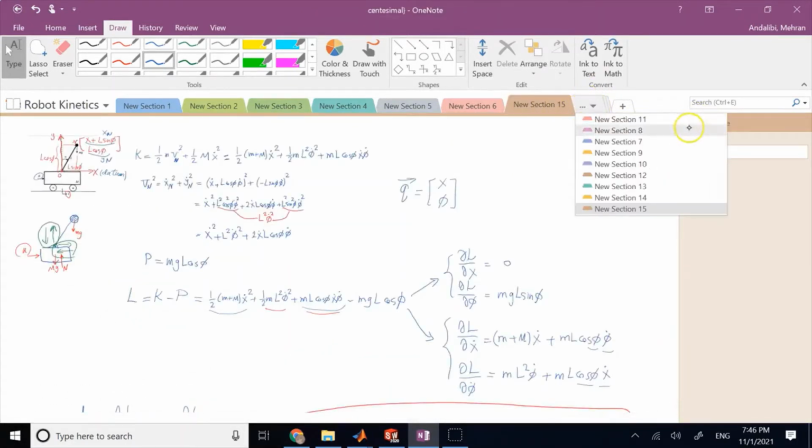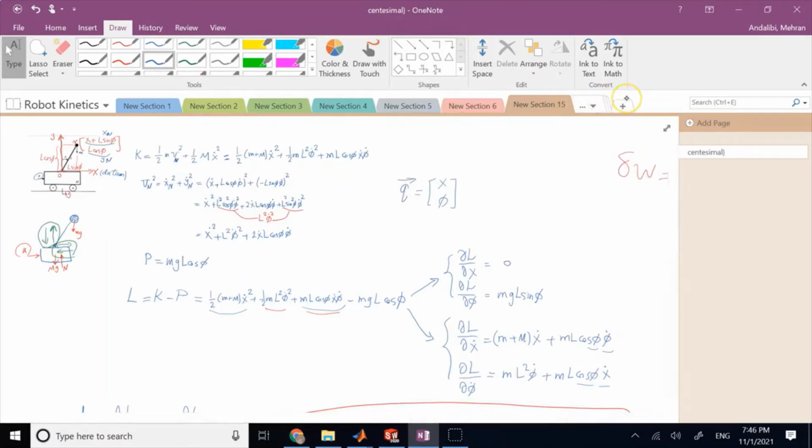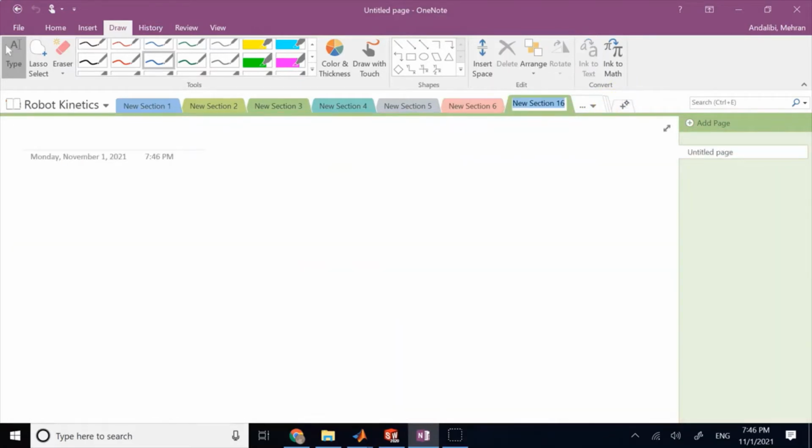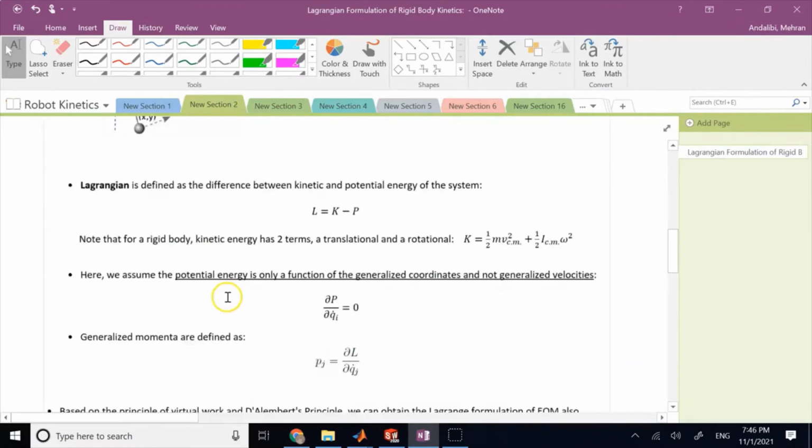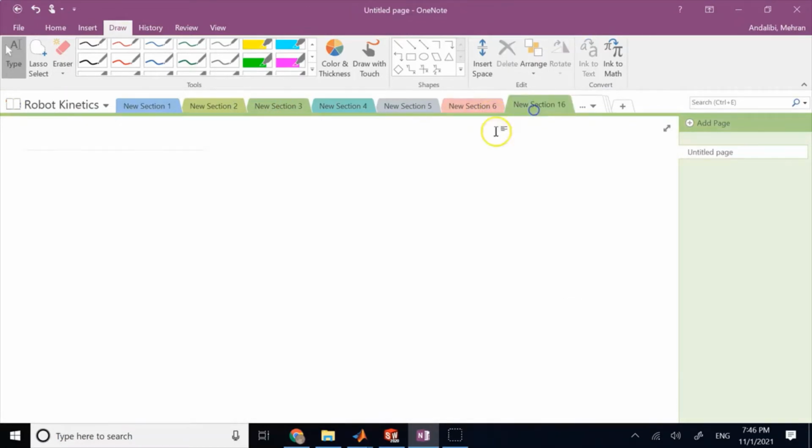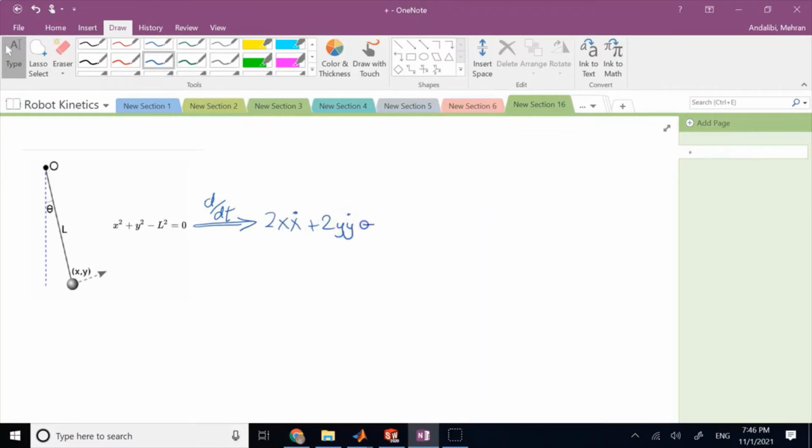So this is my pendulum here. Let me add that for you. And here, this is my equation, A of q, but since here we want to write it as a Pfaffian constraint, I'll take a time derivative of this. And if I do so, you will get 2x x dot plus 2y y dot equals 0.